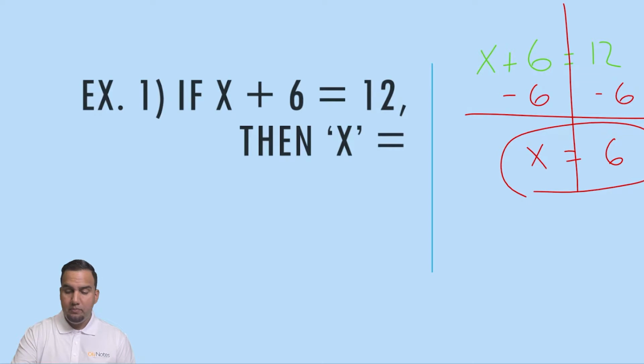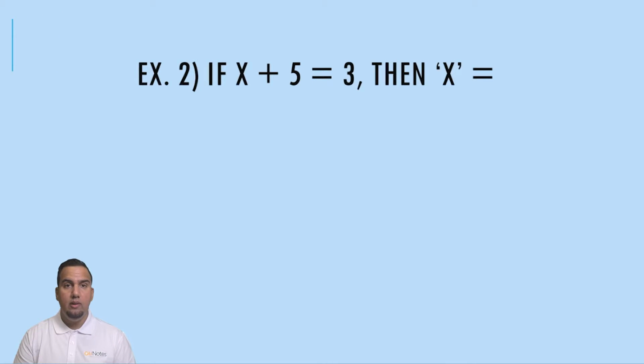Okay? Let's try example 2. x plus 5 is equal to 3. So what's the first thing I'm going to do? I'm going to draw a vertical line where the equal sign is so I can separate the left side and the right side. I'm going to ask myself, is x by itself? No. There's a plus 5. So ask myself, what's the inverse? What's the opposite of adding 5? It's subtracting 5. So I'm going to subtract 5 not just from the left, but from both sides. So I'm going to subtract 5 from the right side as well.